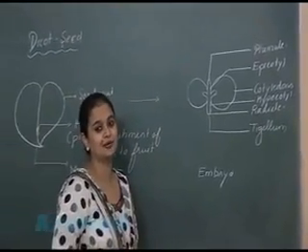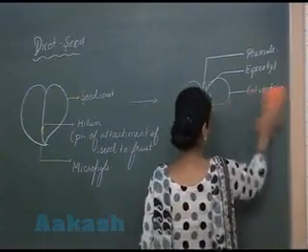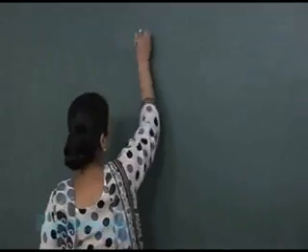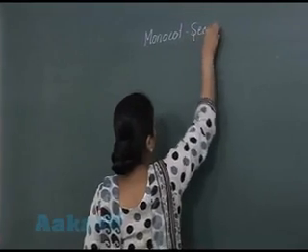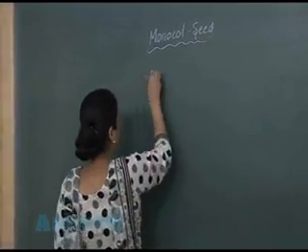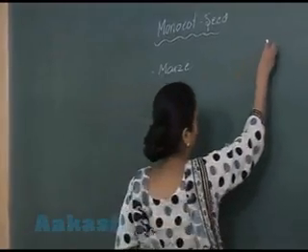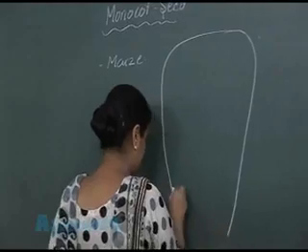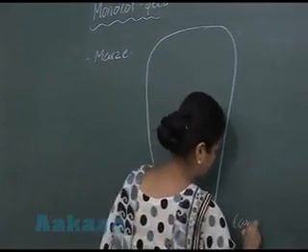Now after the dicot seed, I will be discussing the monocot. So let's start with the monocot seed. To explain the monocot seed, I will be taking the example of maize. In the maize, I am forming the fruit here. Just now I have discussed that the fruit present in the maize is known as caryopsis fruit.